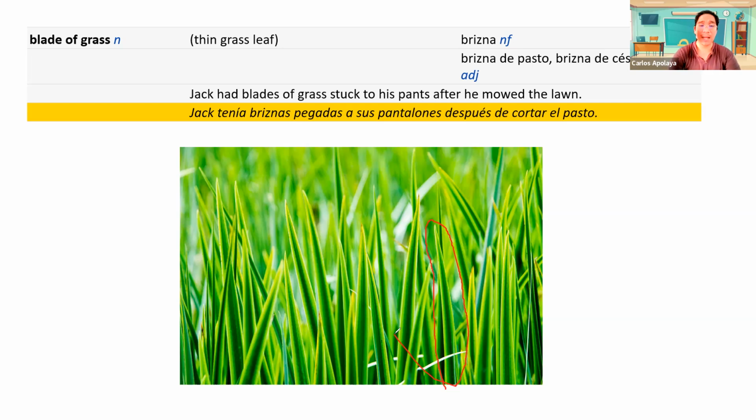Es la hoja del pasto. O puede ser en un cuchillo, puede ser el filo. El filo, blade. La hoja, claro. Yes, la hoja del cuchillo, the blade. But para el pasto contamos con the blade of grass. Here, for example, there are a lot of blades of grass, right? Que vendría a ser la hojita. Cada hojita es un blade.